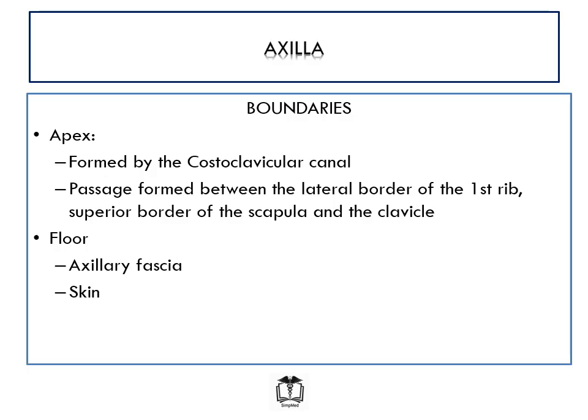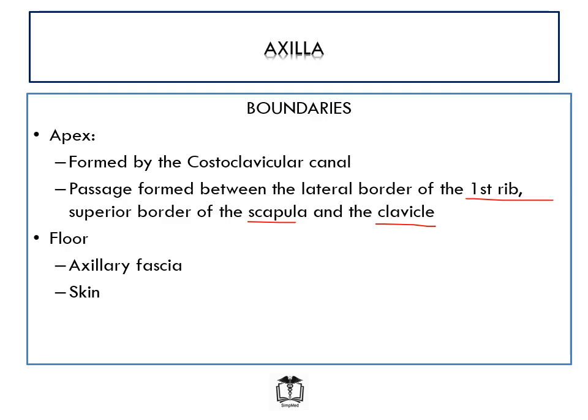The apex of the axilla is formed by a combination of multiple structures. So it's formed by a combination of the first rib together with the superior part of the scapula, and the clavicle. These three structures will come together to form the apex.